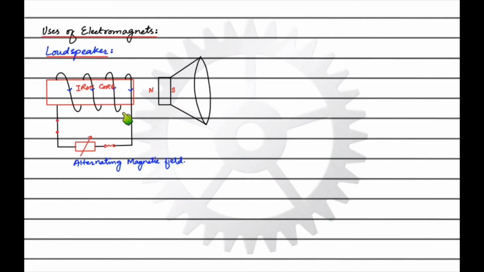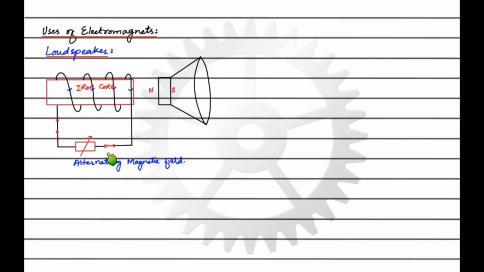Similarly, since this magnetic field is not permanent, at the next instance, because of this alternating current supply, there will be a south pole induced, and since there is a south pole at the facing end of this north pole, there will be a force of attraction and the cone will move inwards.